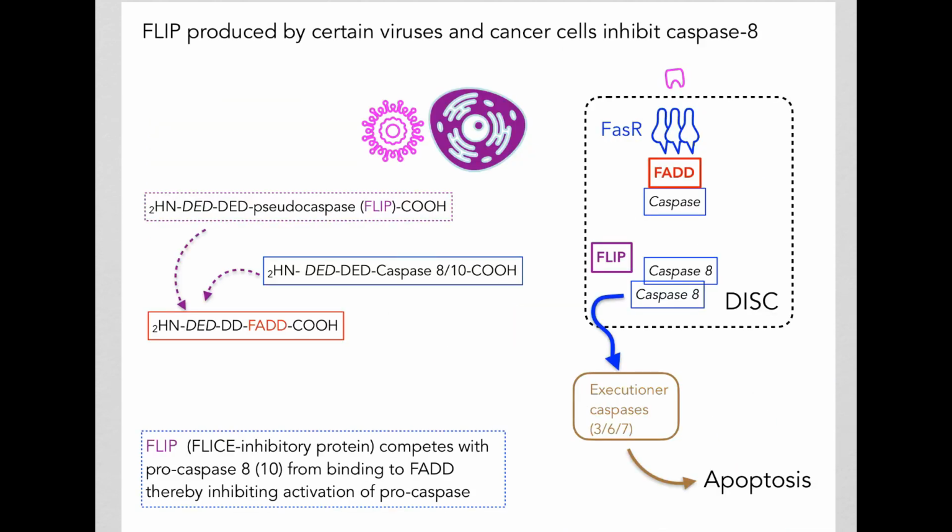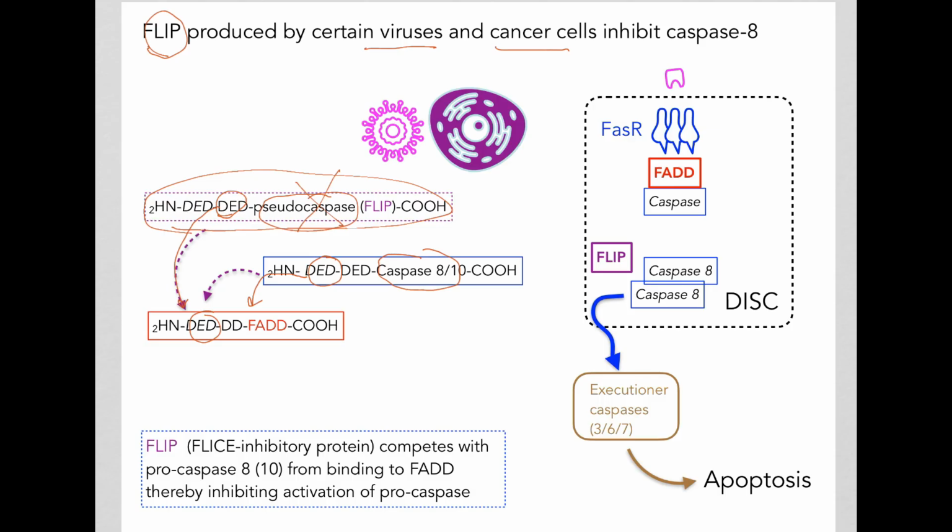As we discussed in the previous video, we have proteins called FLIPs, which are produced by certain viruses and once again by certain cancer cells. And you can see that the enzyme caspase-8 uses its DD to bind to the DD of FADD. But these FLIPs also have DDs. So they too can bind to FADD. But FLIPs do not have caspase activity.